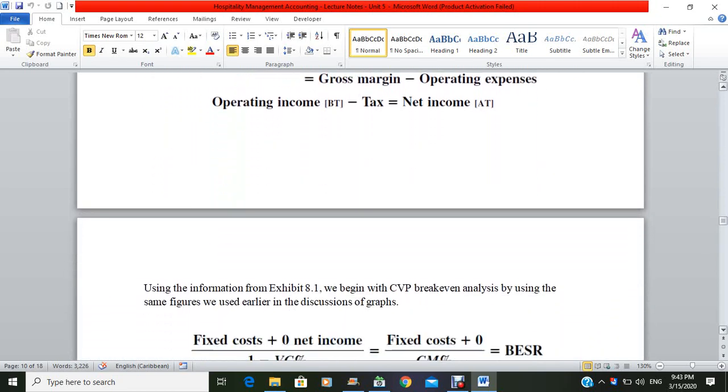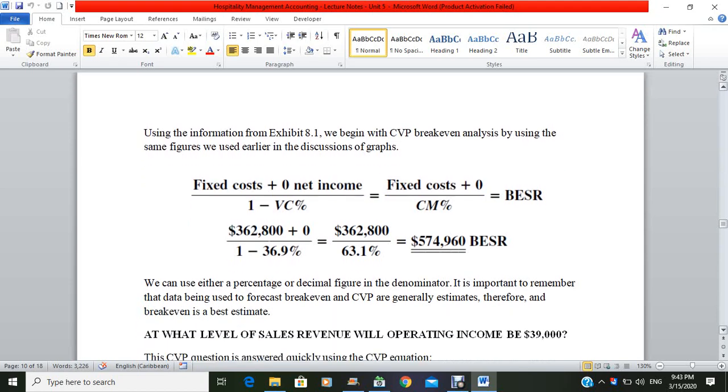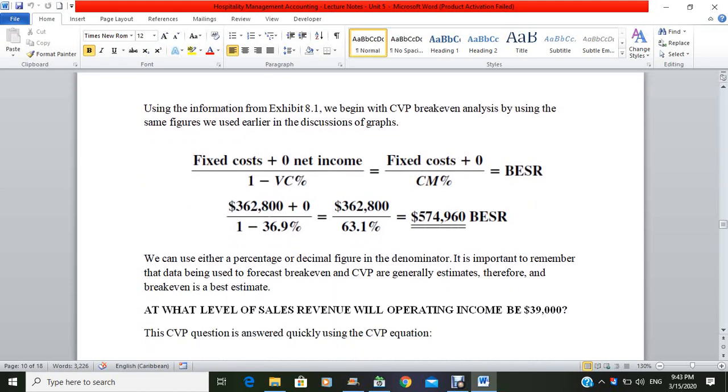Now in this case, we don't have any new fixed costs. We have fixed cost, which is 362,800, and we have zero in net income. Good. Now the 1 minus the contribution margin percentage is what? 1 minus the variable cost percentage, which you already know from before. If you go back to your previous notes, you'd have seen that before. Alright?